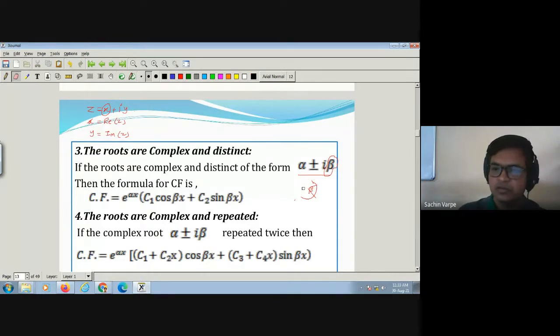Clear? So if the complex root is of the form alpha plus i beta, then the formula for the complementary function is CF equal to e to the power alpha x into bracket c1 cos beta x plus c2 sin beta x.